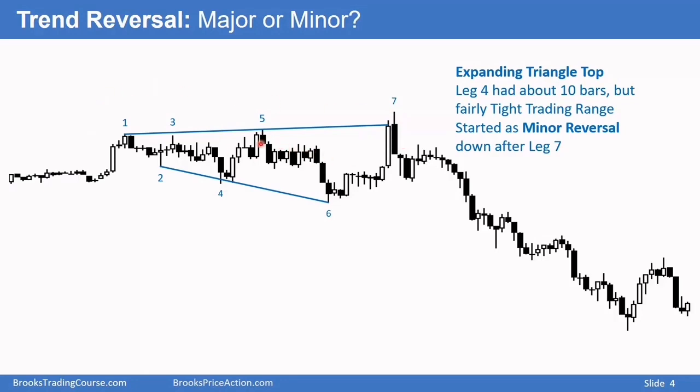This is probably not. It could be major, but it's probably minor. This is probably big enough. We have a pretty strong bull breakout and a very strong reversal. This has a better chance of being a major reversal. Leg 4 only had about 10 bars, mostly in a tight trading range. The bars are small. Therefore, this is probably a minor reversal.